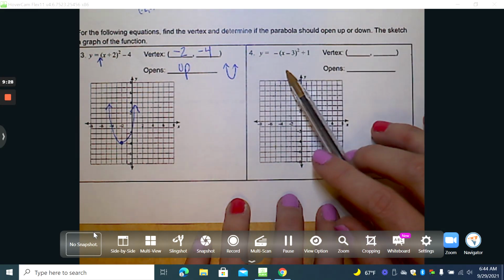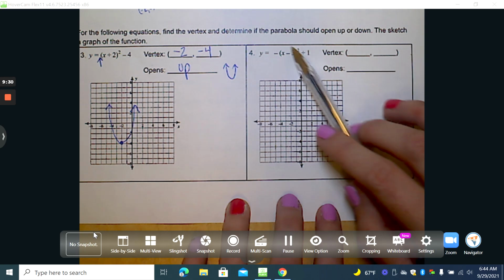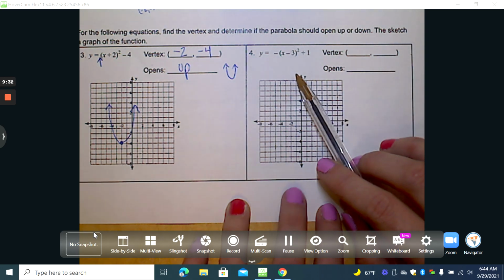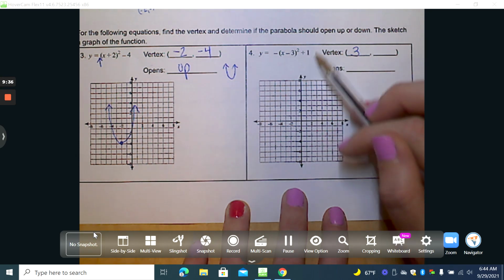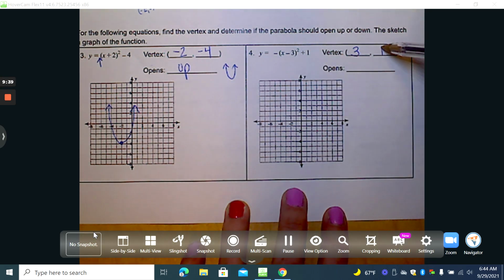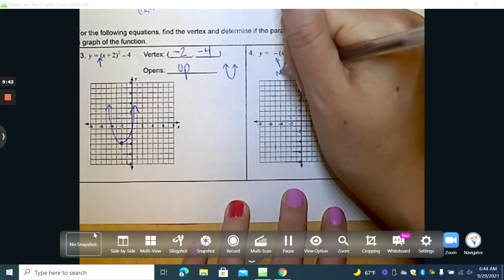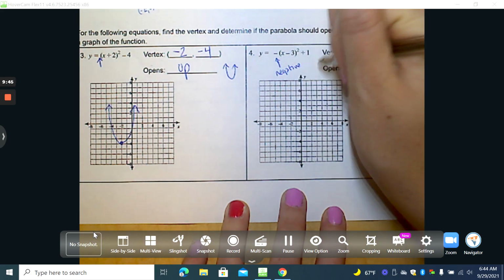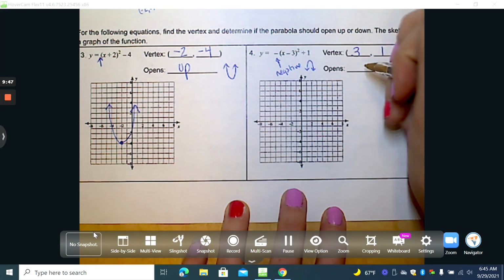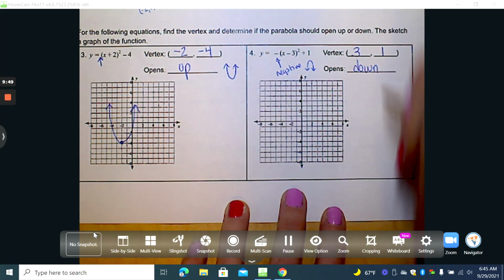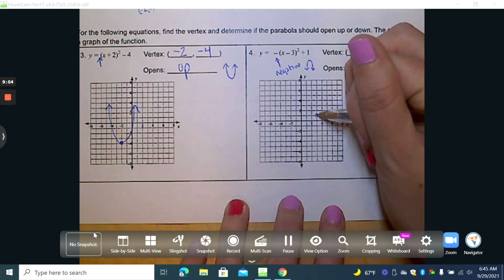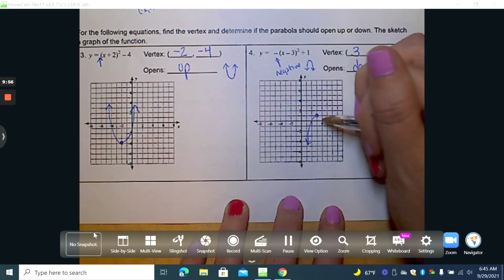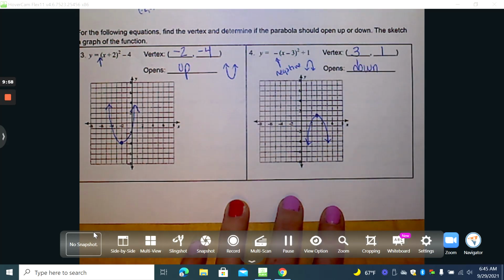The last one, I have a x minus 3 in parentheses. So my vertex is going to be a positive 3. And I got plus 1 as my K, so my vertex is going to have a positive 1. But there is this negative, which means that I flip my graph upside down. It opens downwards. So let's graph this point 3, 1, and draw my sketch downwards.